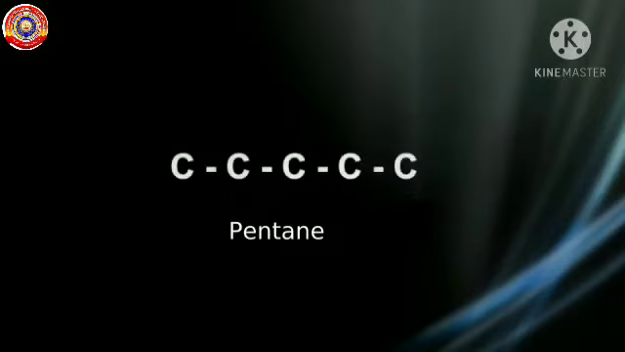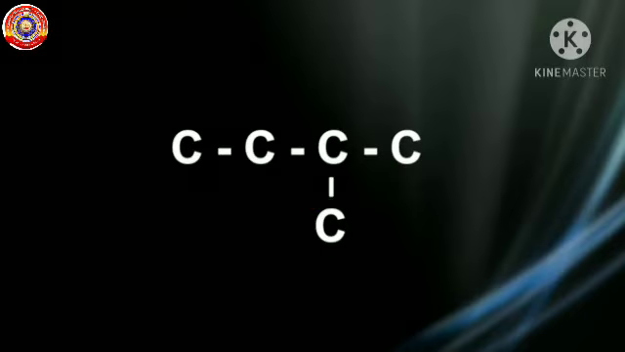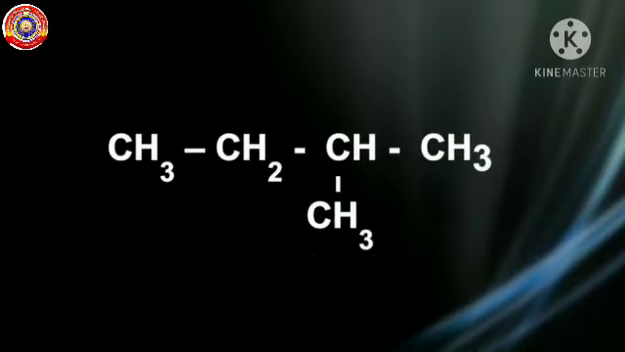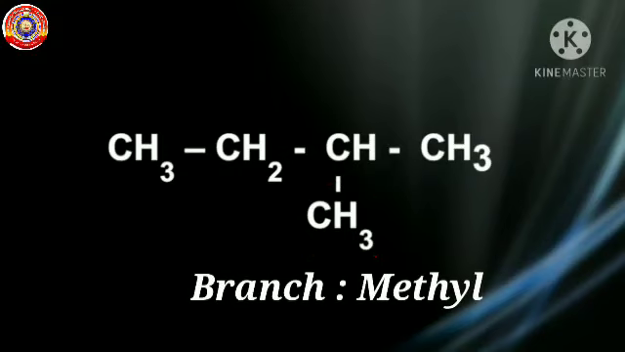Now see another chain with the same number of carbon atoms. What change do you observe in the carbon chain? Didn't you see that a carbon atom has formed a branch? There are 4 carbon atoms in the main chain and the 5th carbon atom is present as a branch. Now shall we complete the structure by adding hydrogen atoms? The branch present in this hydrocarbon is called methyl radical.